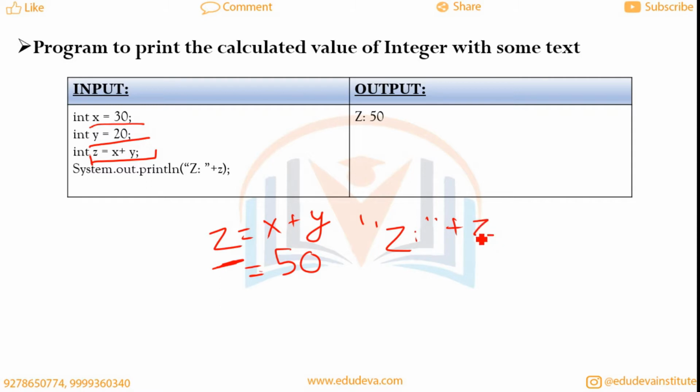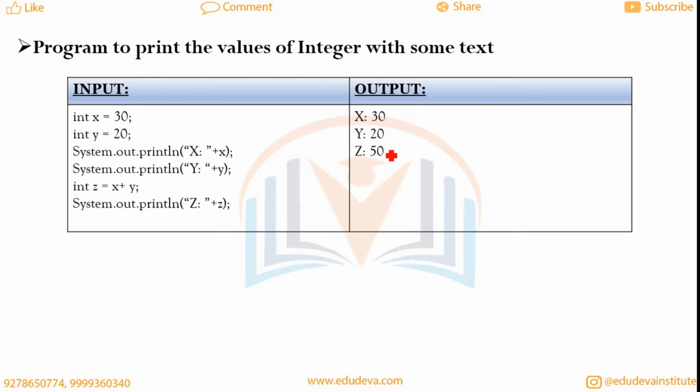In the last line we are writing z colon under two inverted commas, and after that we are writing plus z. So it will print z colon as it is in the given output, and after that it will take the value of z and print the value of variable z, which is 50, in the output. So it will give the output as z colon 50.